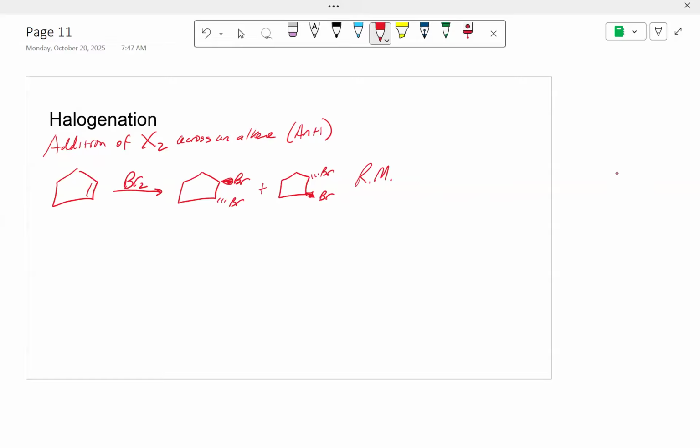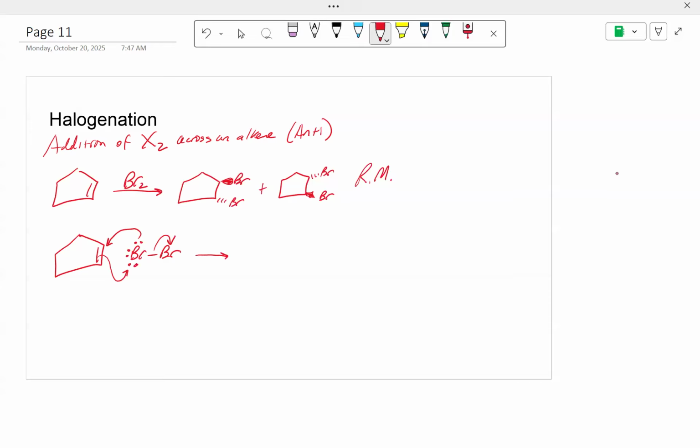Now, one important thing to note is you will never see a syn addition in this way. And so the mechanism has to be able to address why only the anti-products are observed. So let's take a look at the mechanism. In the first step, one of the bromines is going to make a bond to one side of the double bond, and the pi electrons simultaneously make a bond to that same bromine. This is kind of like the oxymercuration step a few pages ago.